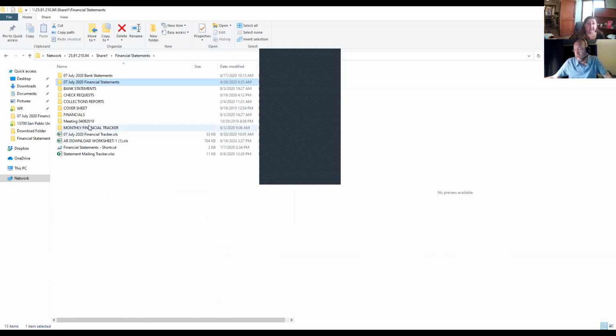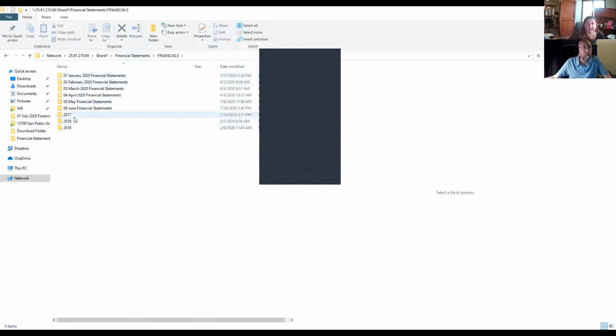And then if you wanted to look back and see how they were last year, you can go to the financial folder, and I have all of the years here. And then all the current months are here, so you can always look at any month you wanted for any association here. They're all stored there.